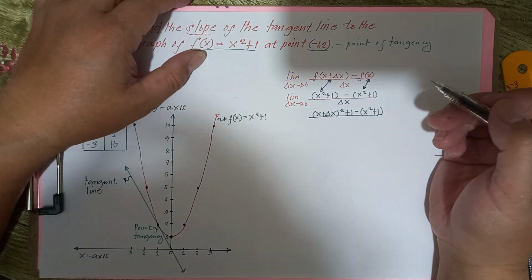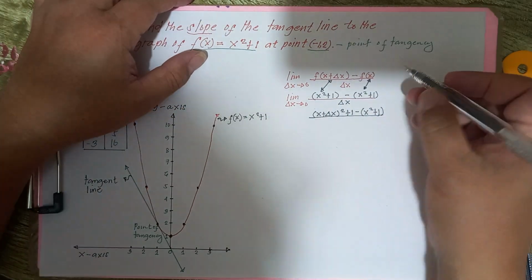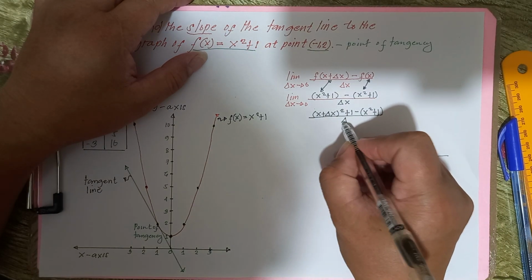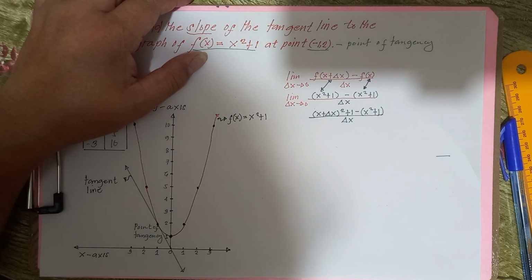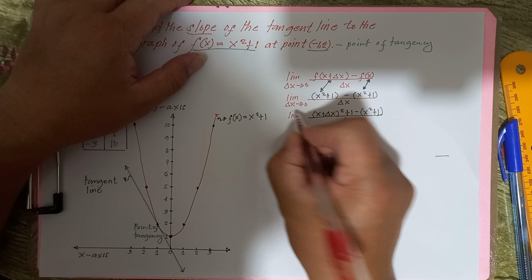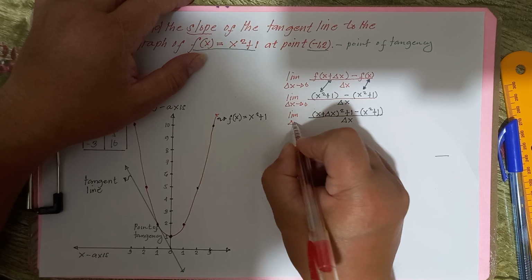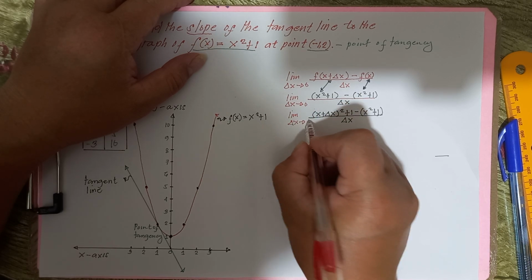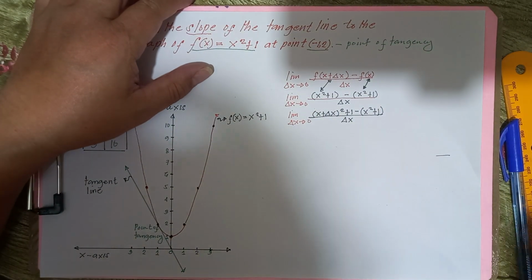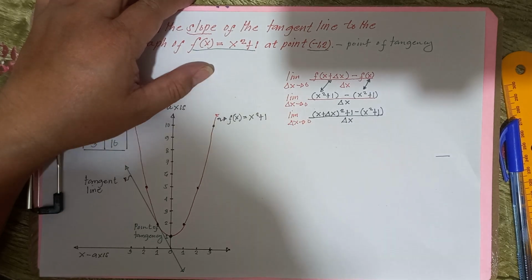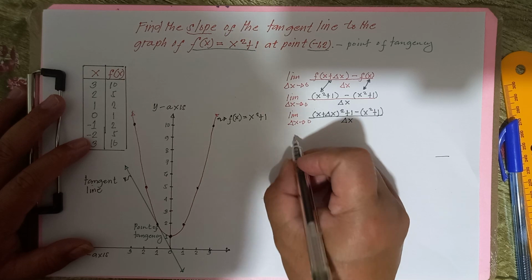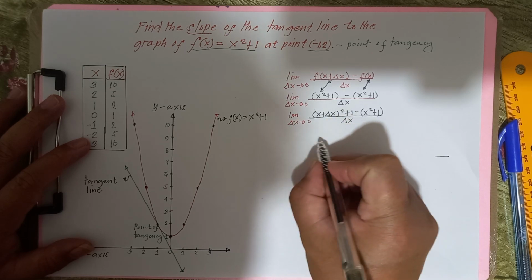Okay, so notice that I just replaced that, and definitely that is over change of x, and again that is the limit. Limit as your change of x is approaching 0. Now, considering that you have to expand that one, let's try to expand now. I will make use of this one now.